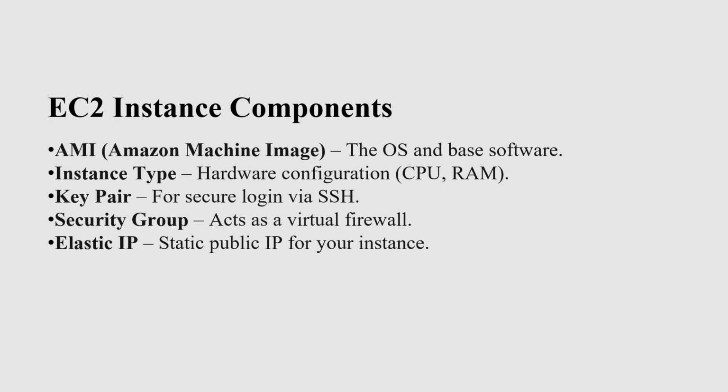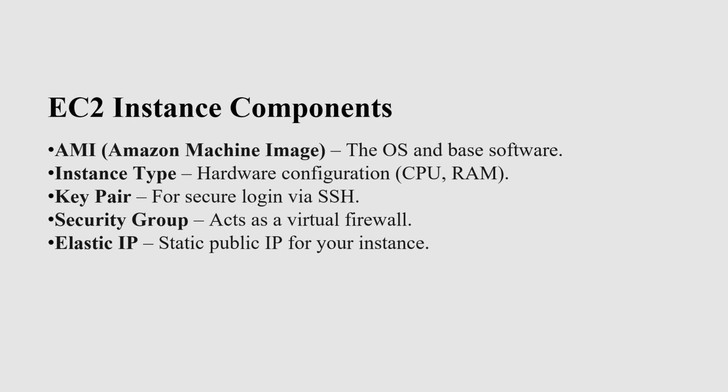Now let's look at the key components that make up an EC2 instance. The first is the AMI, or Amazon Machine Image. This is like the operating system for your instance. It could be Linux, Ubuntu, or Windows, depending on your choice. Next, we have the instance type. This defines the hardware setup, like how much CPU and RAM you will get. For example, a T2 micro instance has one CPU and 1 GB of RAM.